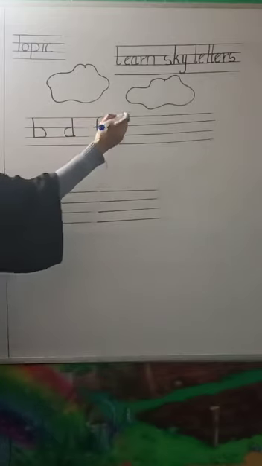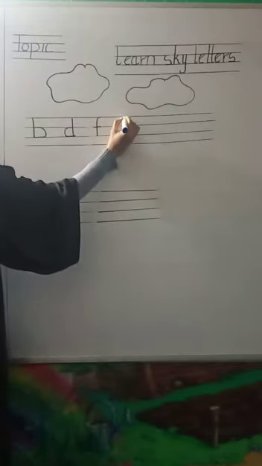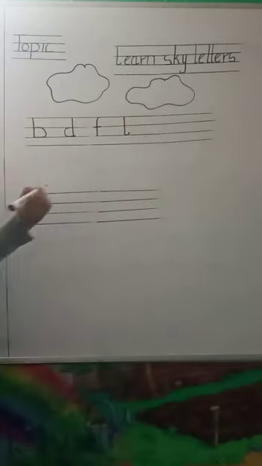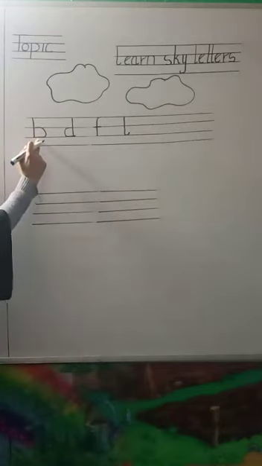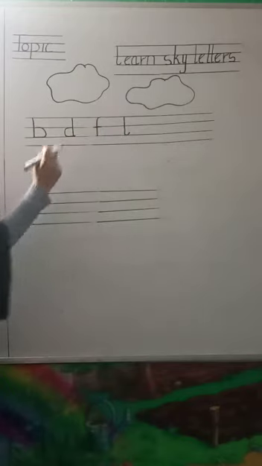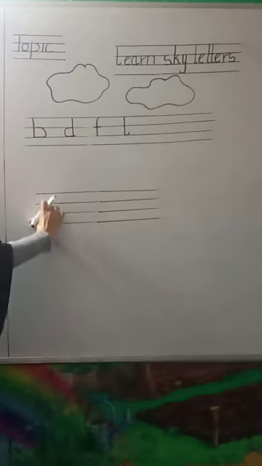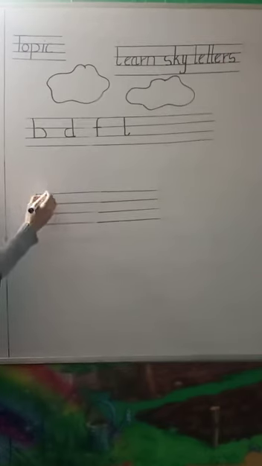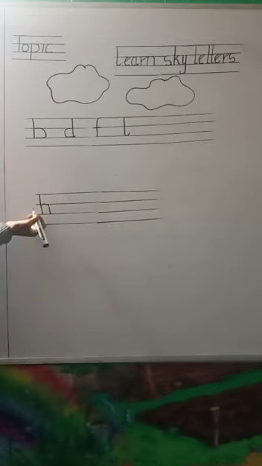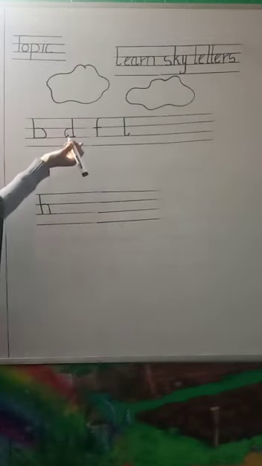And one more letter, it's letter L. Which letter? L. Letter L. So letter B, letter D, letter F and letter L. And more. One more letter. And it's letter H, you can see it's also in three lines like that. So it means letter H is also the family member of sky letters.